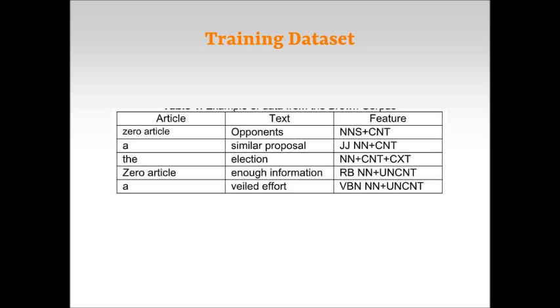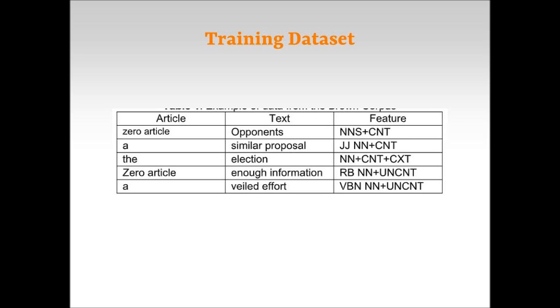And if you can see, the first usage is the word opponents. It's a plural countable noun, so there's no article before it, which is the zero article. And the second one is similar, proposal, where proposal is the noun and it's countable, so it has the article a. The third one is election.